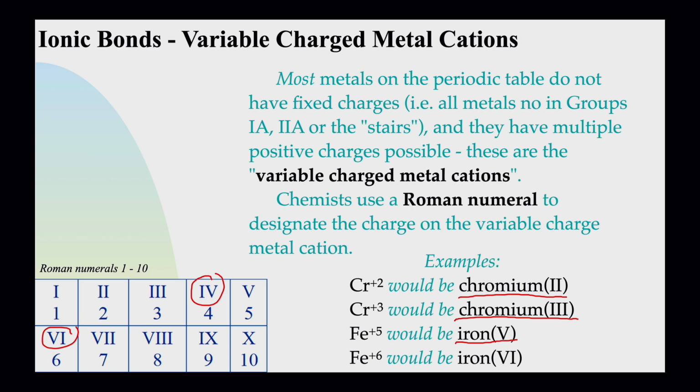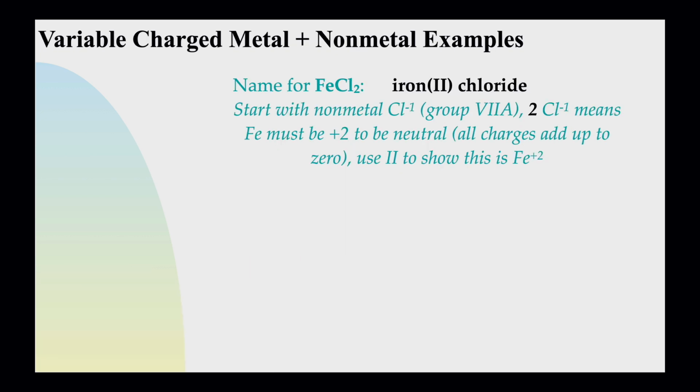And iron +6, iron with a Roman numeral 6 by it. Let's say we wanted to name FeCl2. Well, iron is a variable charge metal, and we don't know what its charge is. So when you see something like this, start with the nonmetal, because the nonmetals are fixed charge. They're going to be negative, but they're fixed charge.